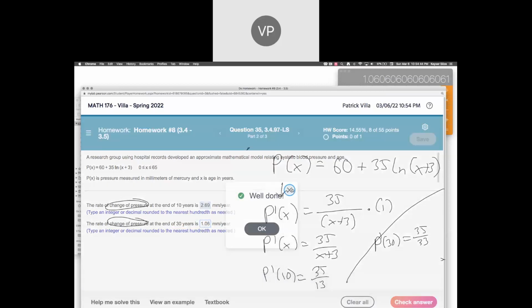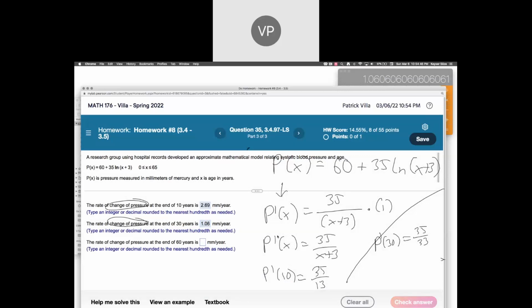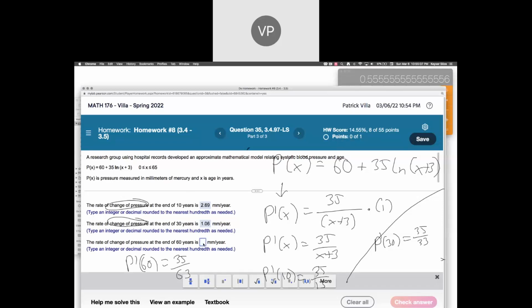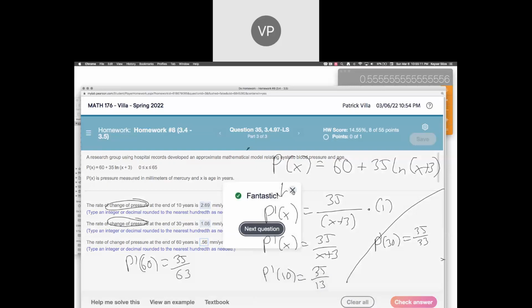All right, and the last one. Now we want to find p prime of 60. So we get our 35 over 63, and that's all there is to this. The 3 parts are really not that bad. All right, bunch of 5s. Remember though, to the nearest hundredth is 0.56. And that's it for this one.